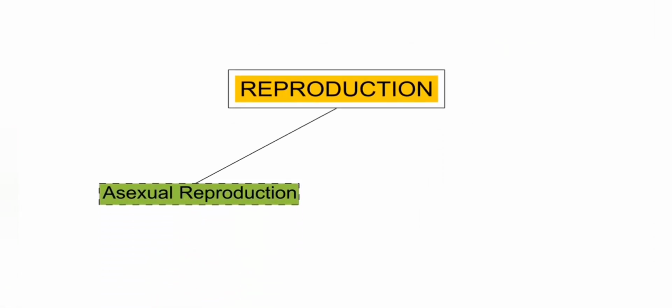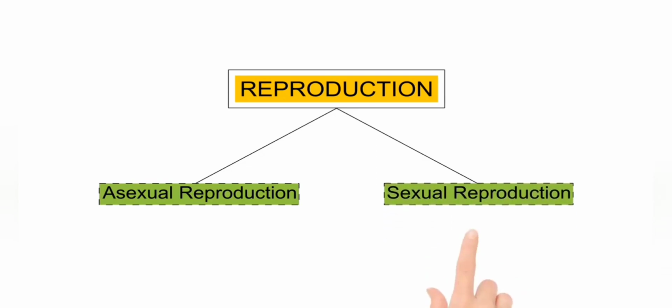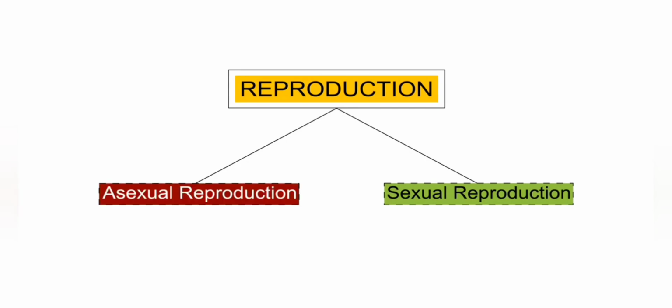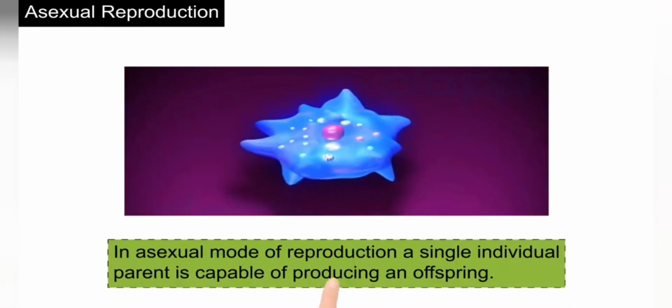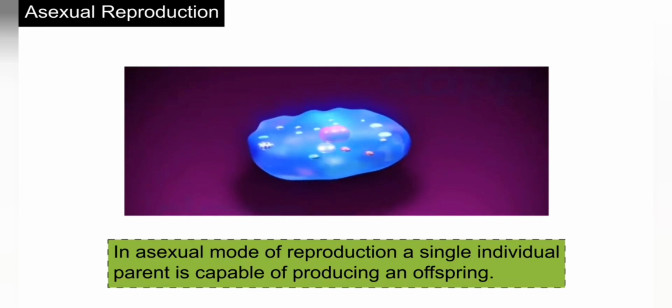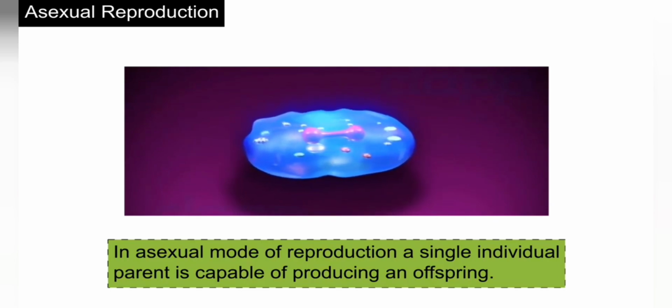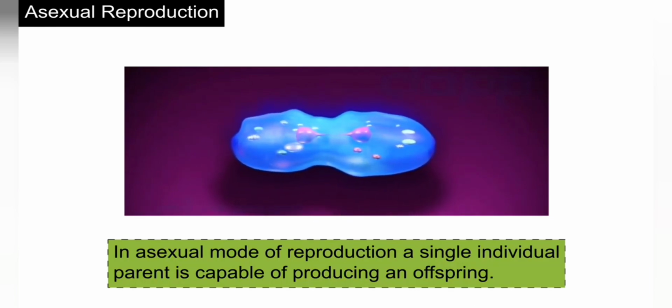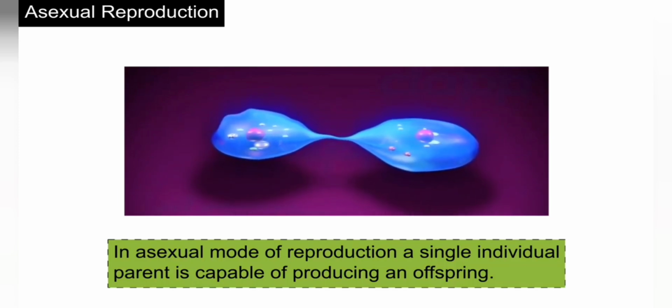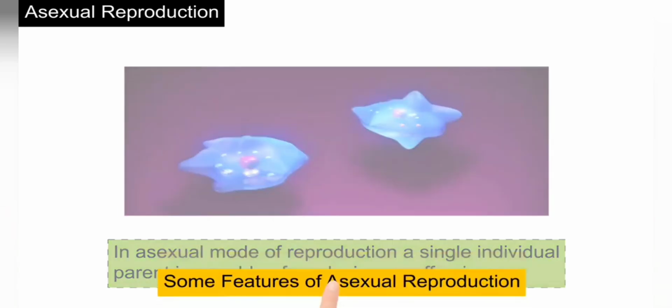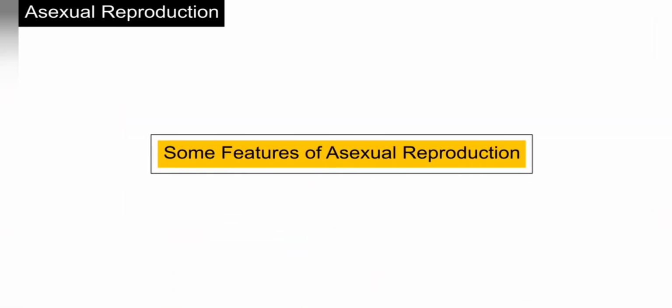As discussed earlier, reproduction can be of two types: asexual mode of reproduction and the sexual mode of reproduction. So students, in this module, we will discuss the asexual mode of reproduction. So, what is asexual reproduction? Well, in this mode of reproduction, a single individual parent is capable of producing an offspring. As a result, the offspring that are produced are not only identical to one another, but are also exact copies of their parent.